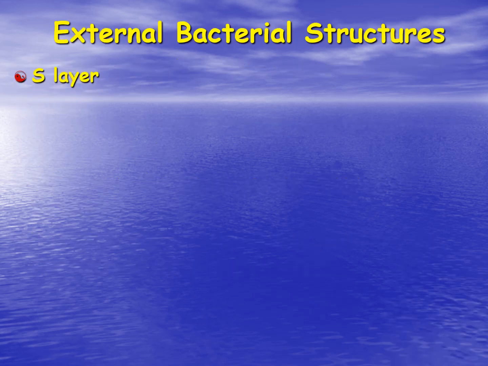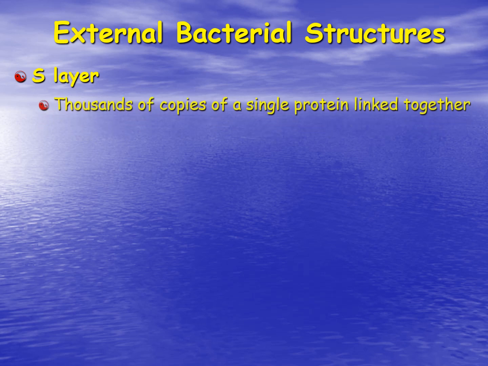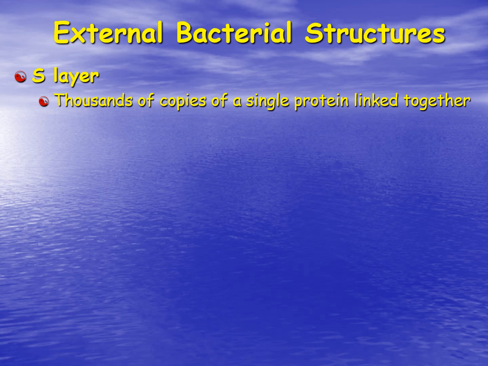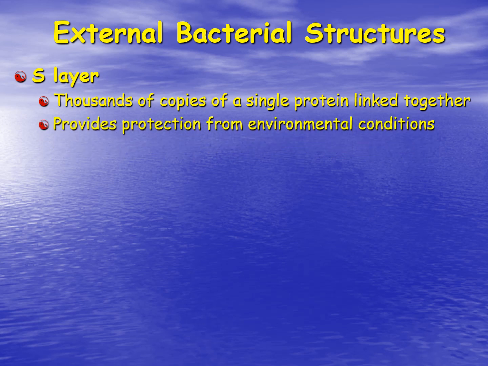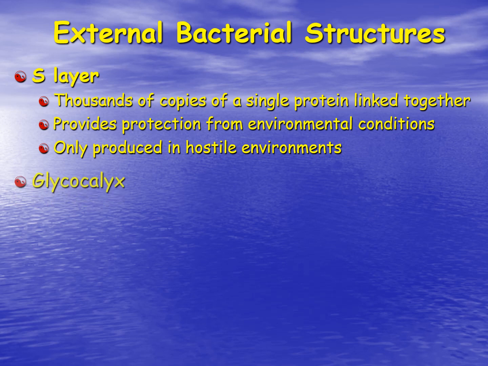So let's start with the external bacterial structures. As I said, some bacteria may have what's known as this S layer. And this is just simply thousands of copies of a single protein that are linked together. It provides protection from environmental conditions such as drying out, and it typically is only produced in hostile environments. When pH changes, it gets too hot, it gets too cold. So really, we're not going to discuss a lot about the S layer.